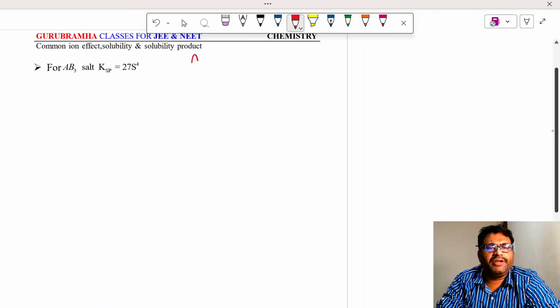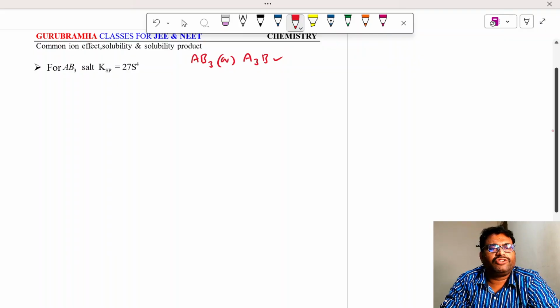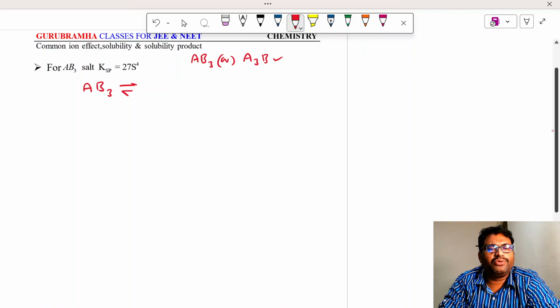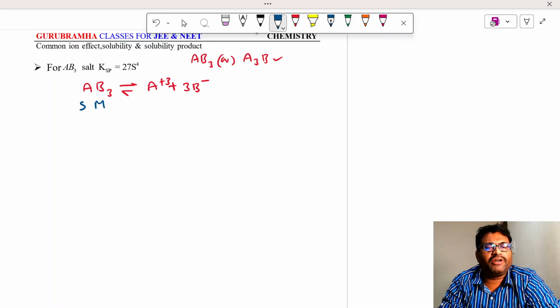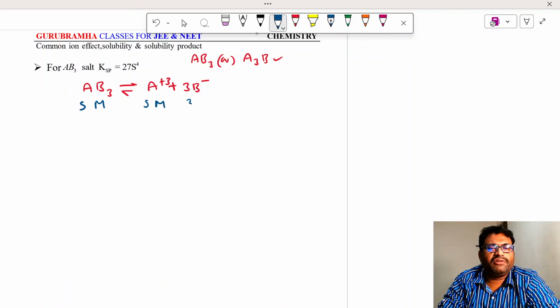For AB3 or A3B type of salt. Okay, so let us go with AB3 dissociate into A plus 3 and 3B minus. So what you can write? Solubility of AB3 is S mole per liter. So how much A plus 3 do we get? S mole per liter, and B minus will be 3S mole per liter.